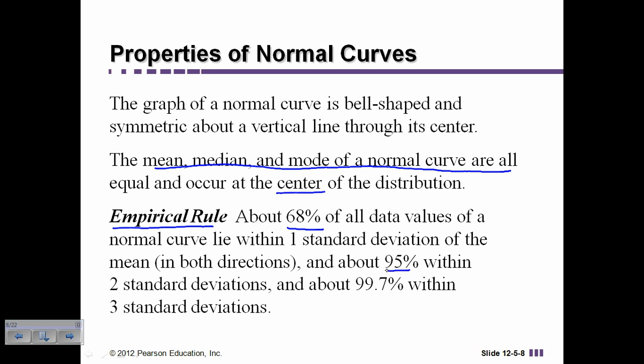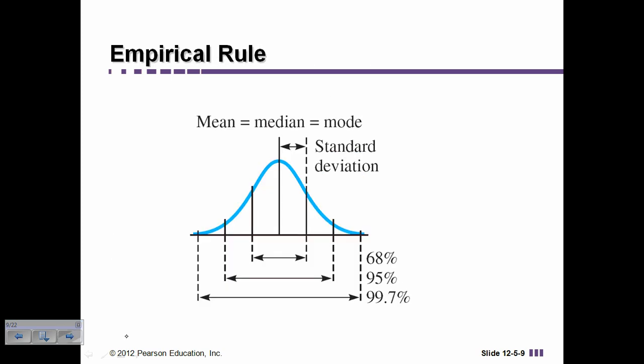95% of the data lies within two standard deviations, and 99.7% of all the data lies within three standard deviations. So the likelihood that you have data beyond three deviations from the mean is extremely rare. In those cases, you might call that data an outlier, or it might be an extreme to the situation.